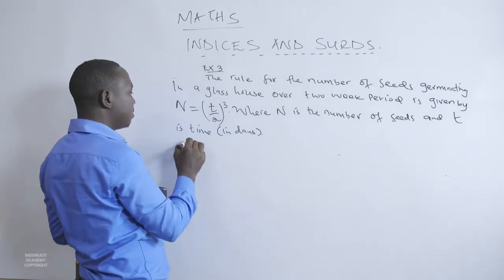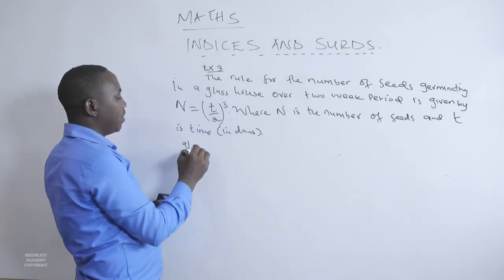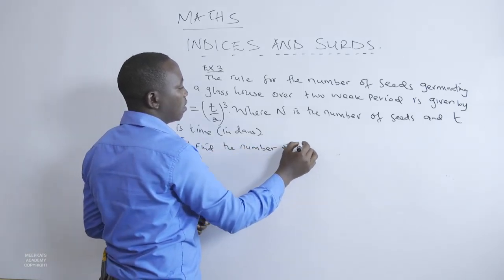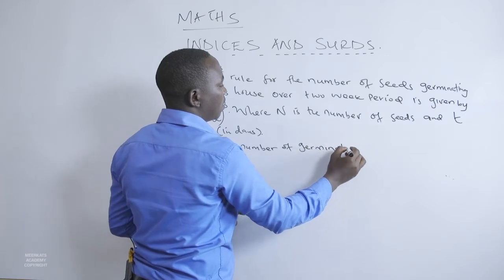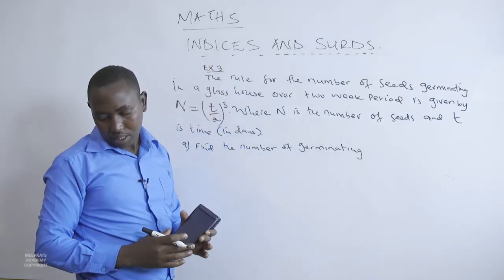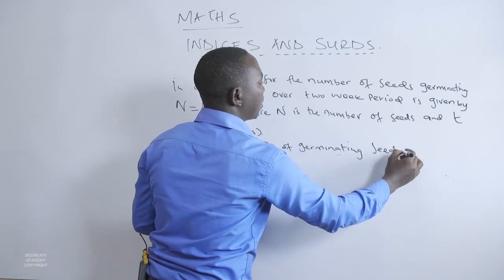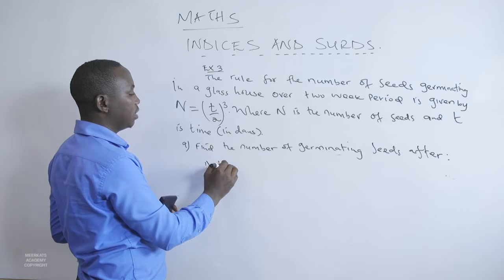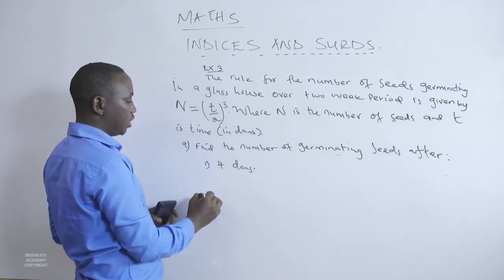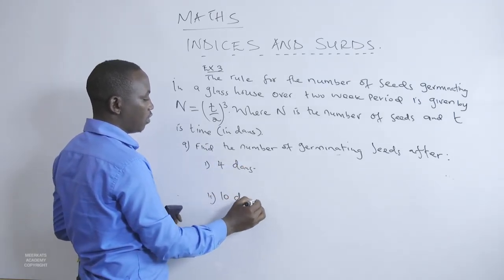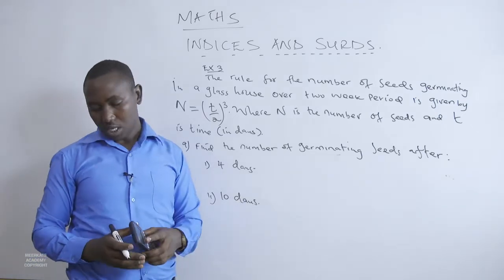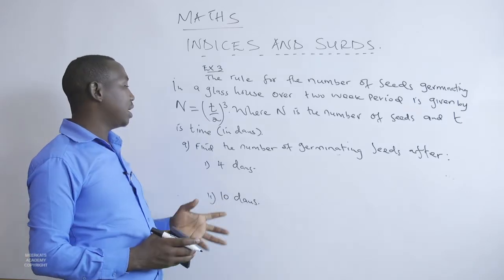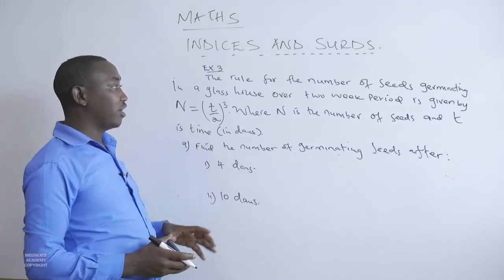Question number 1. Find the number of germinating seeds after 1, we have 4 days, and 2, we have 10 days. So let's first deal with this first part of the question that requires us to find the number of germinating seeds after 4 days.